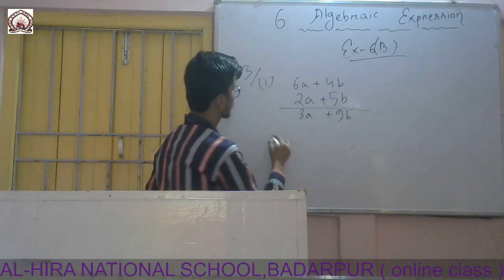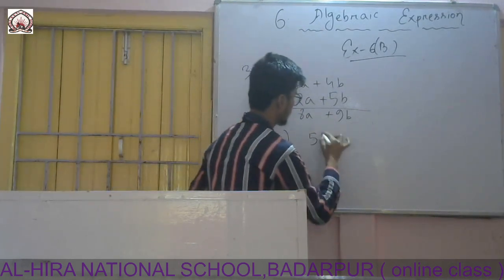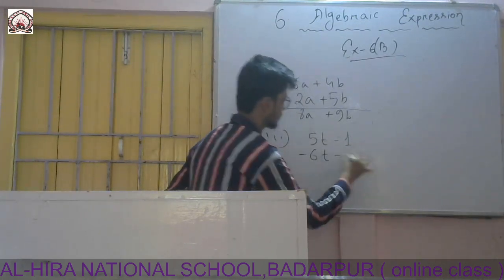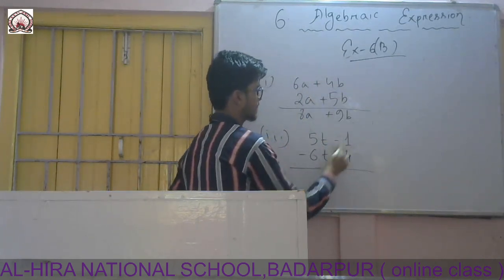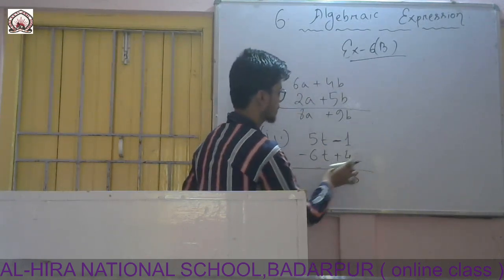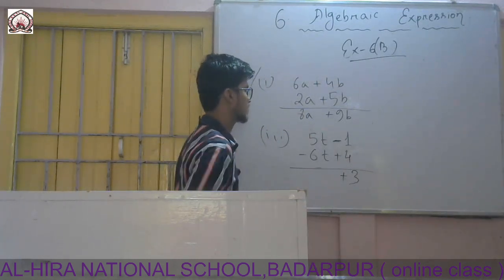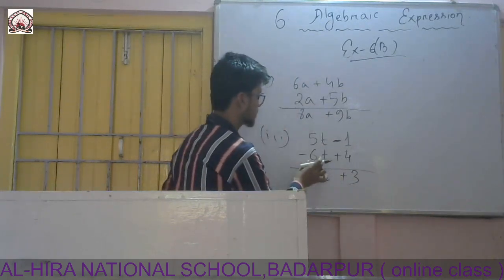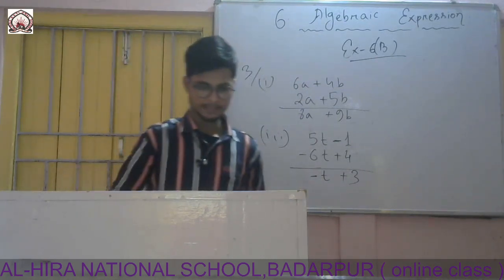Now Roman number 3. 5t minus 1 and minus 6t plus 4. So minus plus is minus. 4 minus 1 is 3. Here 4 is greater, so we give plus sign. Again plus minus is minus. 6 minus 5 is 1. 1 no need to write, only t. And which one is greater? 6. Sign of 6 is minus, so I'll give minus sign, minus t plus 3.